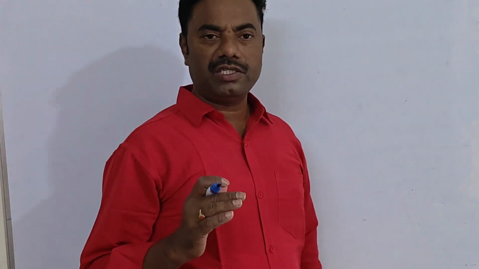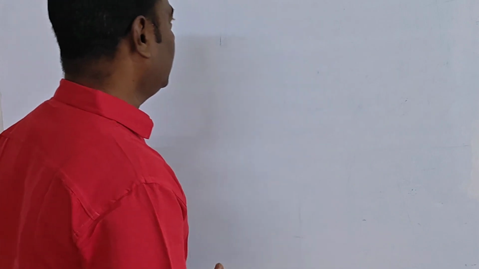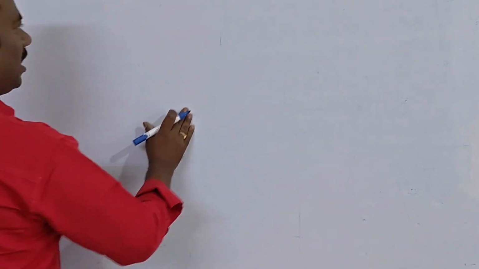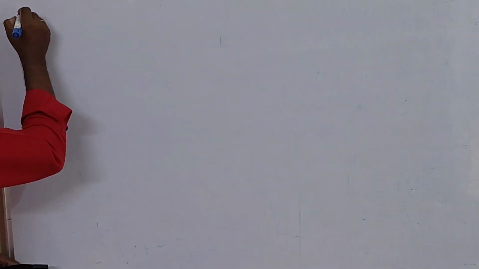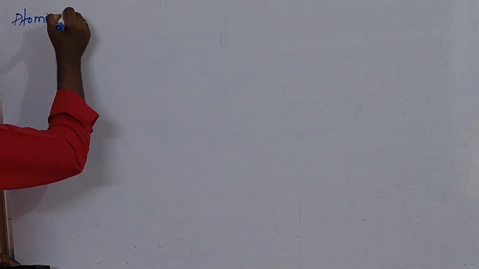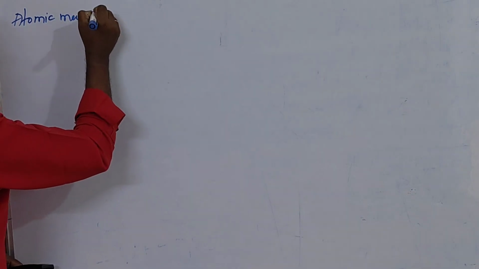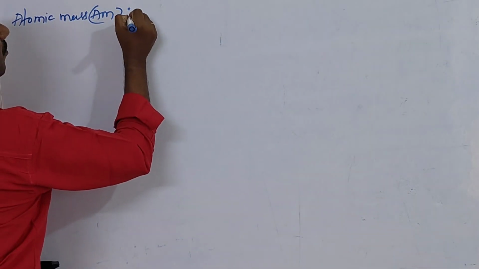Today our topic is mole concept, which is most important in entire chemistry. In this some terms are there. First I want to explain about the terms. The first one is atomic mass, which is indicated with AM.